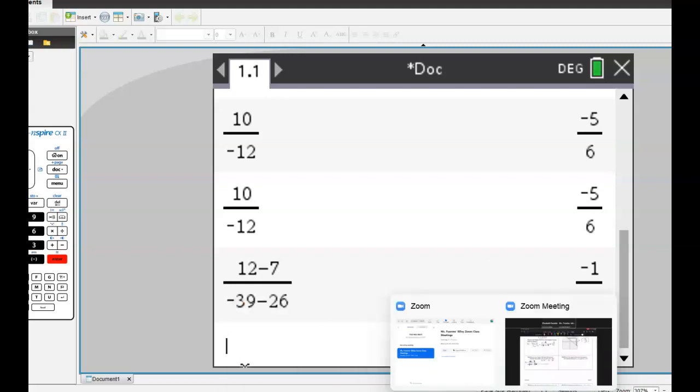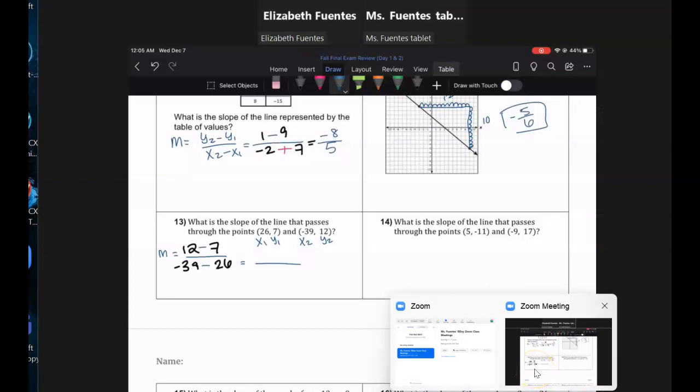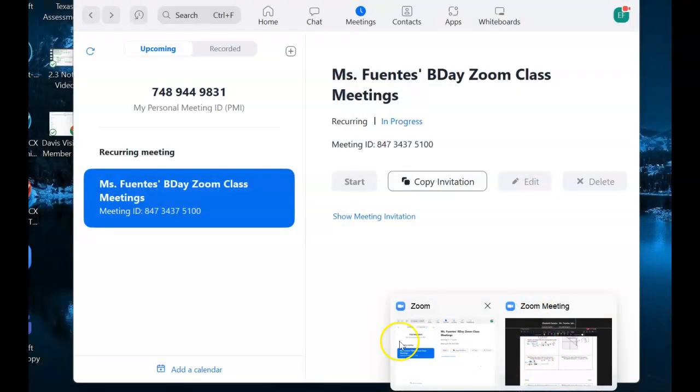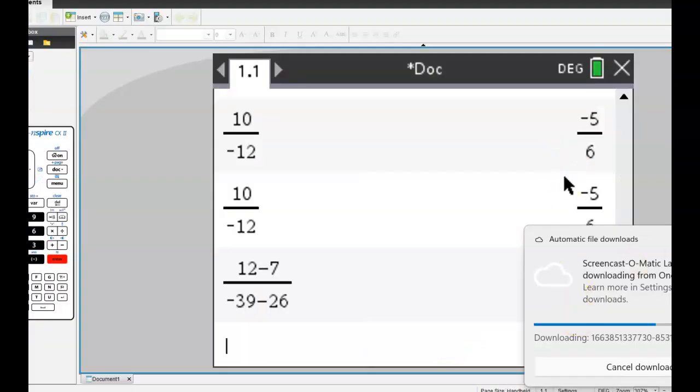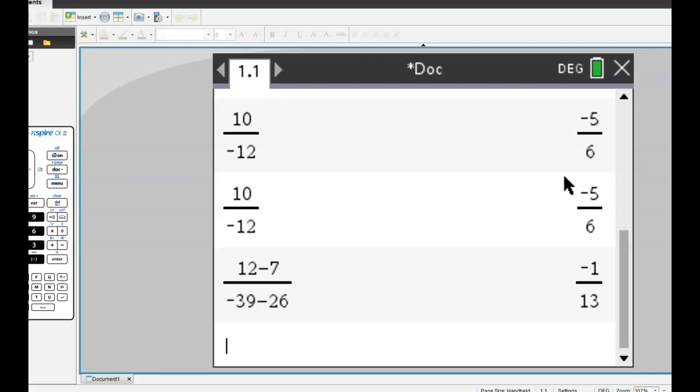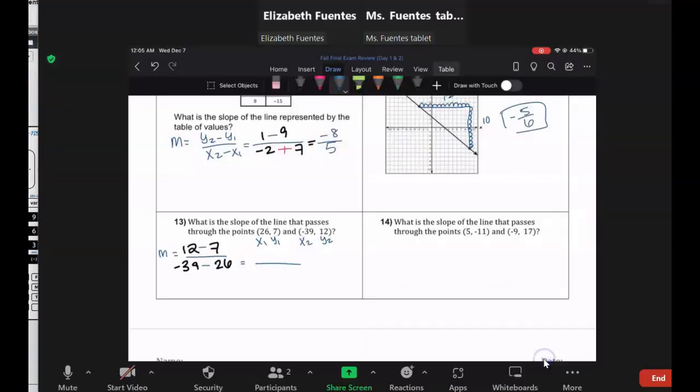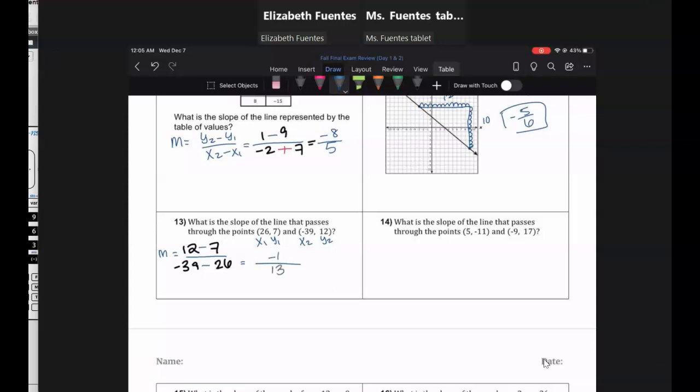So always double check to see that you're using the correct formula, so that you don't accidentally put the x on top of the y's, or add instead of subtract. So always be careful when doing these problems. But that is as simplified as you can get. Leave it as a fraction, do not turn it into a decimal.